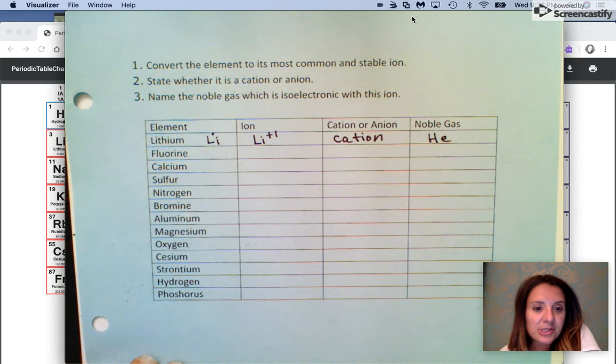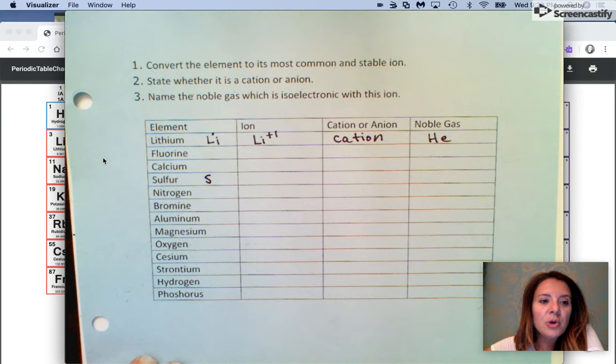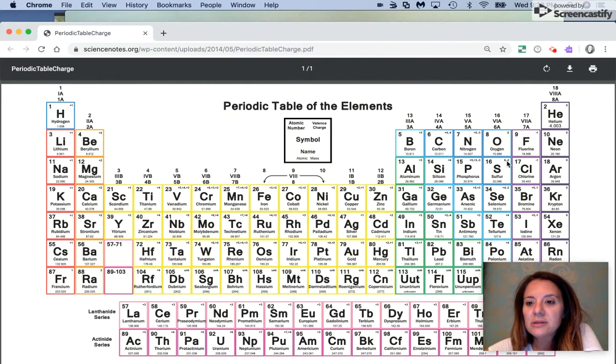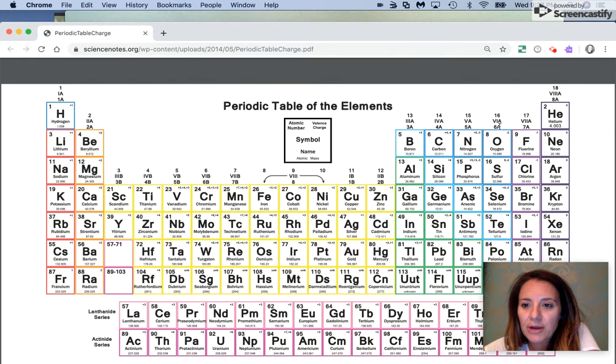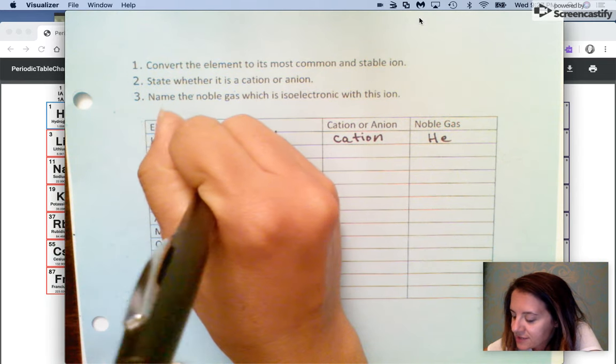If I take a look at sulfur as my next example, sulfur on the periodic table is in column 6, or 16, right? What I do is go 1, 2, skip 3, 4, 5, 6, 7, and 8 to determine how many valence electrons these elements have. I just look at the number at the top of the column. So sulfur has 6 electrons in its valence shell: 1, 2, 3, 4, 5, 6.